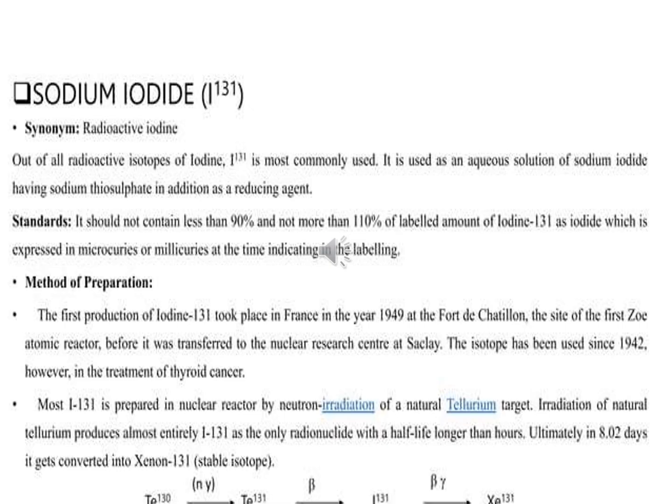However, in the treatment of thyroid cancer, most I-131 is prepared in a nuclear reactor by neutron irradiation of a natural tellurium target. Irradiation of natural tellurium produces almost entirely I-131 as the only radionuclide with a half-life longer than an hour. Ultimately, in 8.02 days, it gets converted into stable xenon-131.